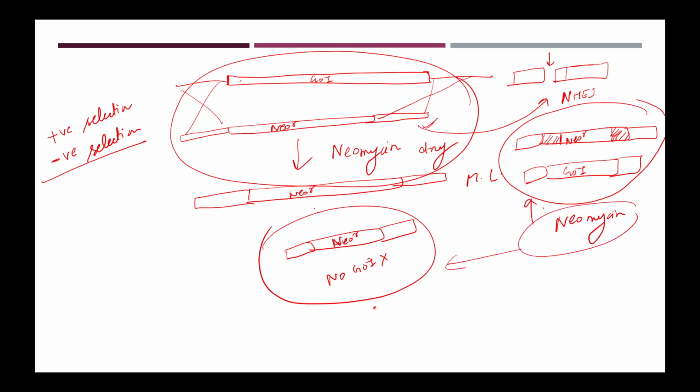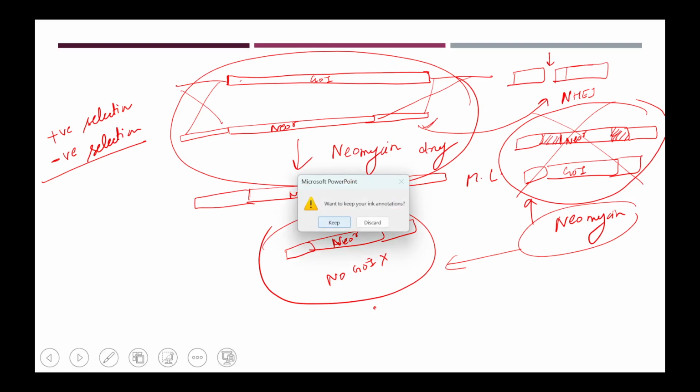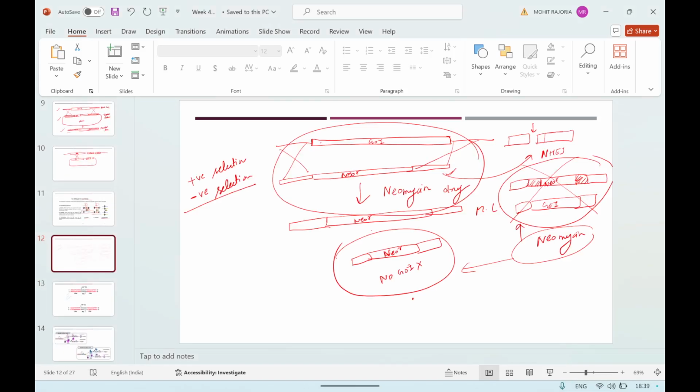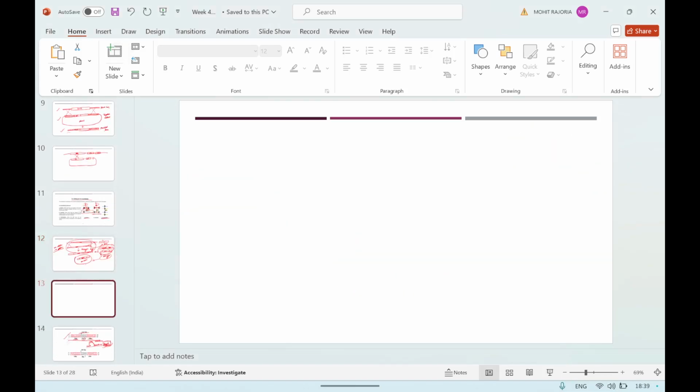So in order to separate or eliminate this kind of population, there is one more selection, which is called negative selection. So what is negative selection? Negative selection is... your gene of interest.